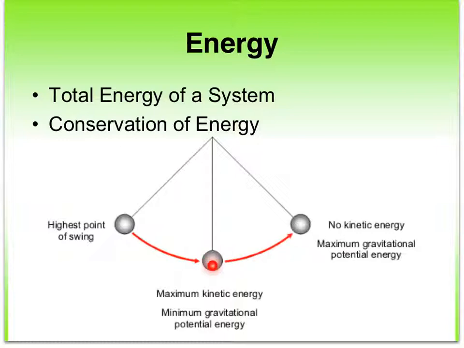Once you reach the maximum kinetic energy, you've now reached the maximum velocity. So the maximum velocity of a pendulum is at the bottom. So you start at zero velocity to maximum velocity to zero velocity to maximum velocity and back and forth. Now if there's no friction present in this system, this thing will go on forever, back and forth. If there's no loss of energy due to friction, this thing will just keep going.